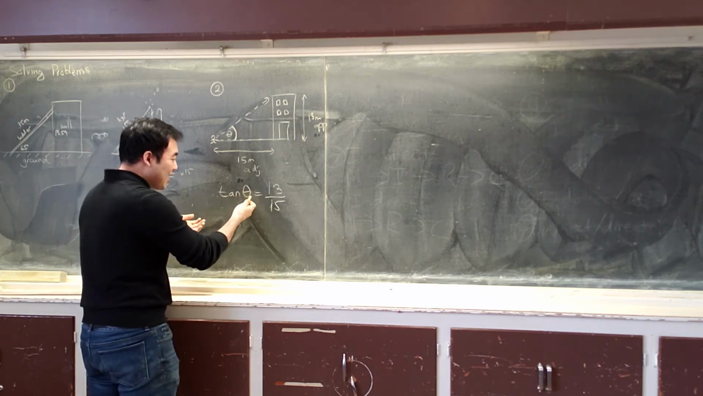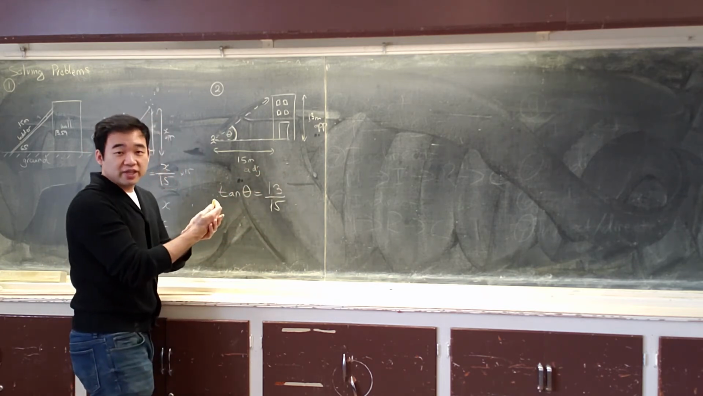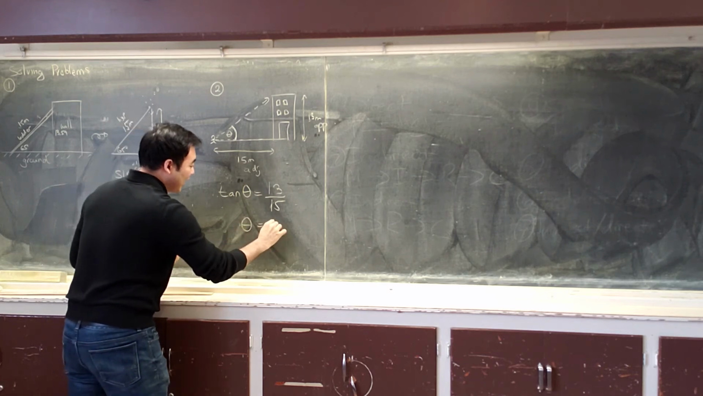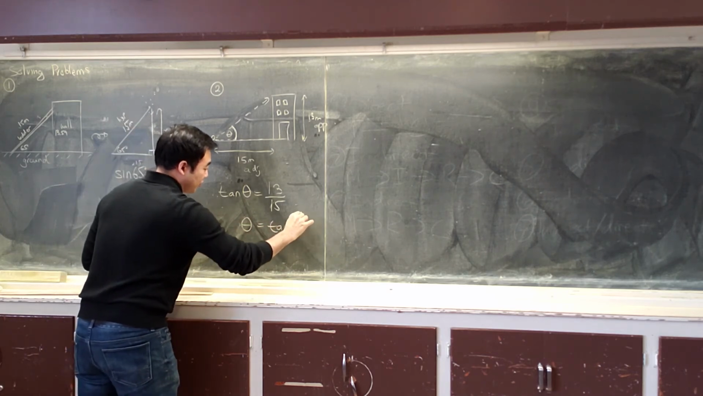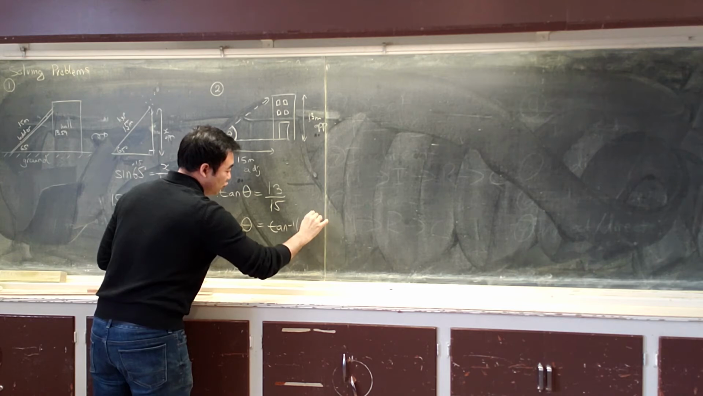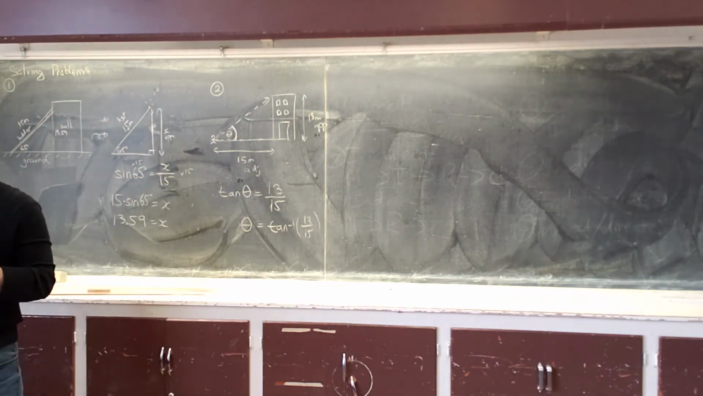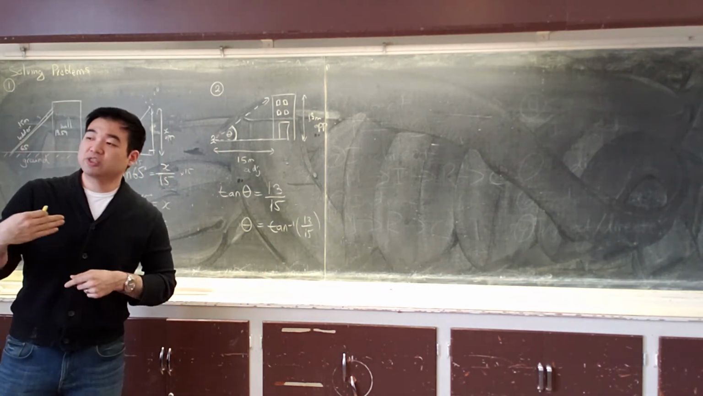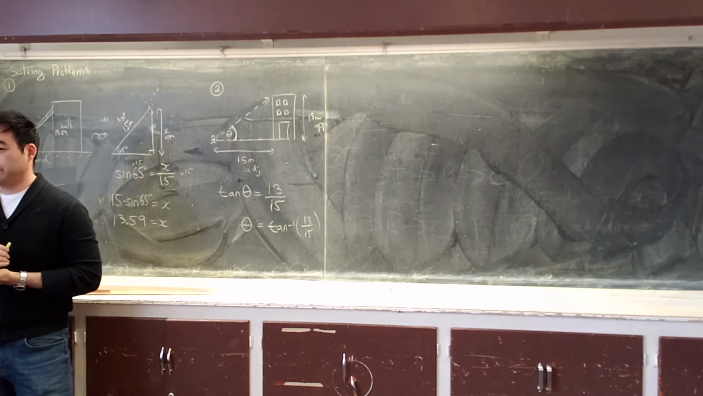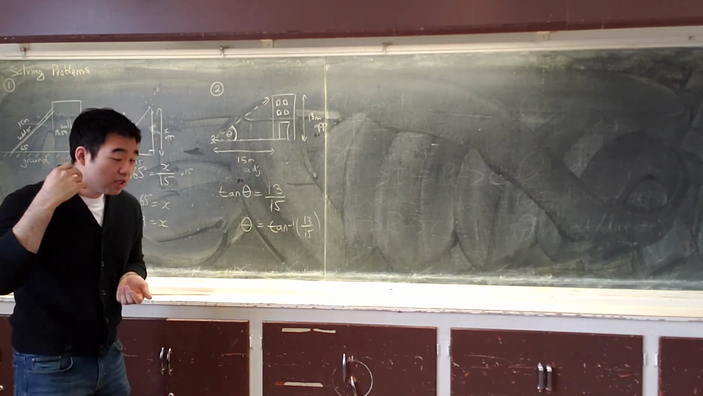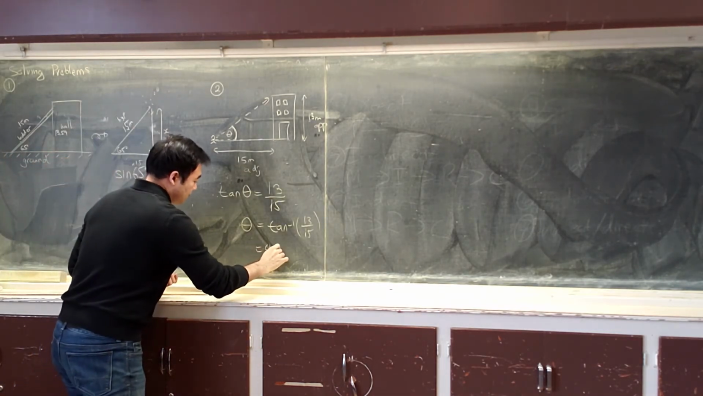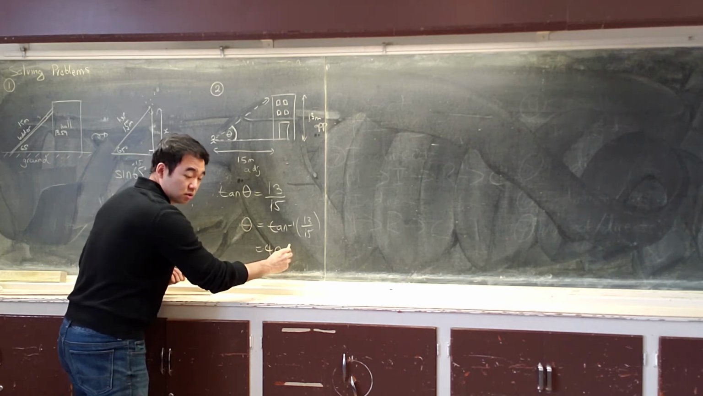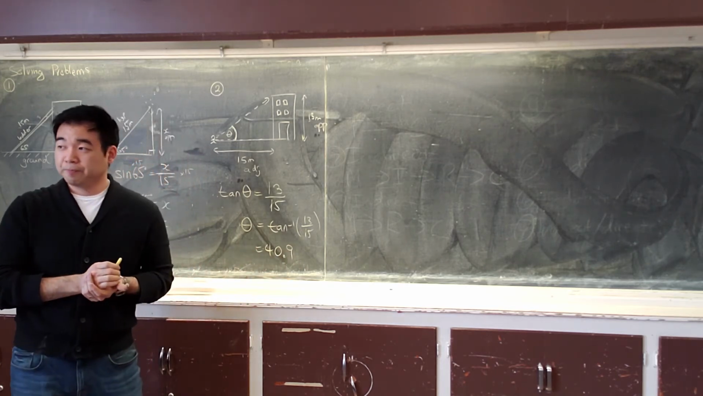If the angle gives me this ratio of sides, what is the angle that I started with? You have to reverse the process, or in this case, do an inverse tan of 13 over 15. It's 40.9. Something like that.